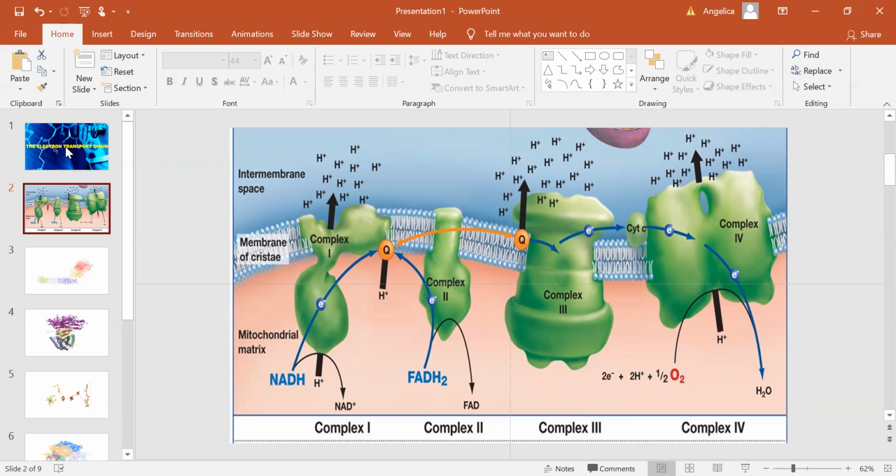This is carried out in a precisely controlled multi-step manner that preserves much of the energy released in the form of a transmembrane electrochemical gradient.